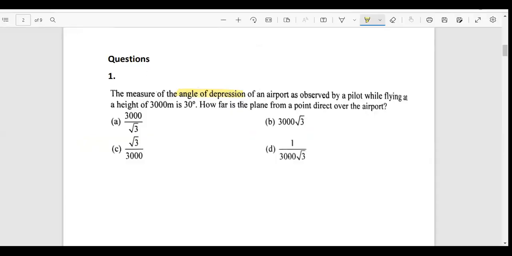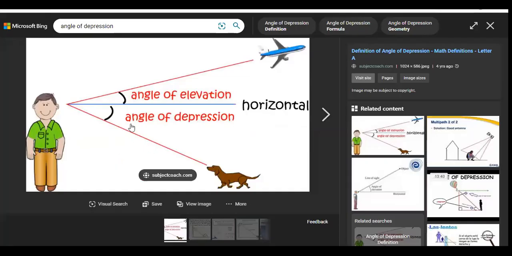The measure of angle of depression of an airport as observed by a pilot while flying at a height of 3000 meters. It comes here. Can you see my cursor? I'm moving this cursor. Can you guys see this? Yes, okay, perfect. Now what is angle of depression? This is the man, and this dog right here, this angle of depression is formed when this man looks at this dog. So that angle would be the angle of depression.